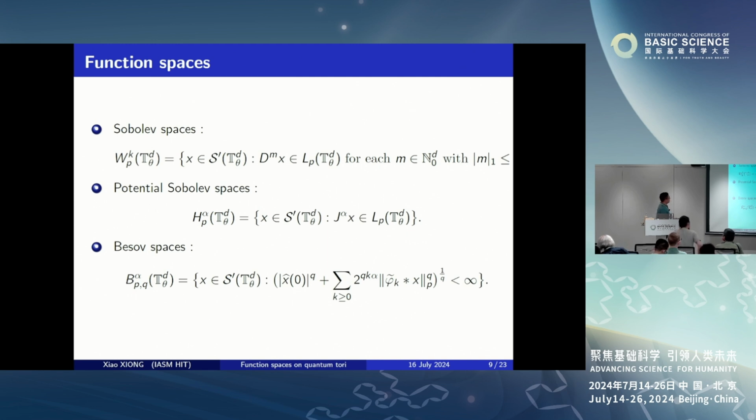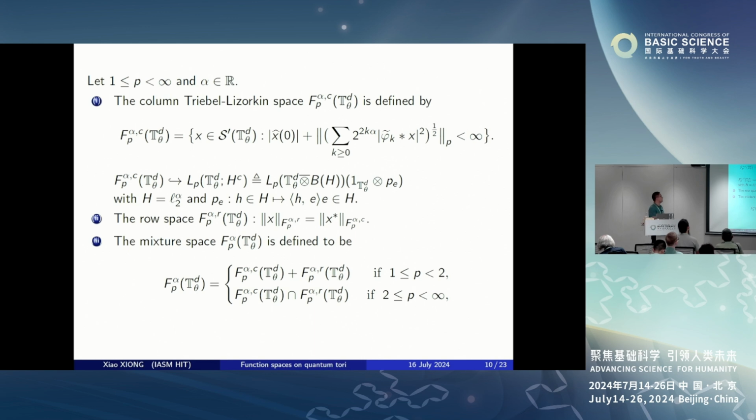Okay, so from this page, we don't see any difference between the functions on the quantum torus and the functions on the classical torus. But for the Hardy space, or for this kind of Triebel-Lizorkin space, which can be viewed as an extension of the Hardy space, they are quite different from the classical Hardy space. So let's first look at the definition. Still, we look at distributions, but here we take the square of every convolution, and then we take the square root, and then we take the p norm.